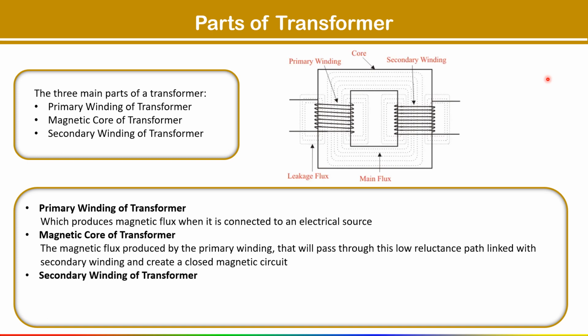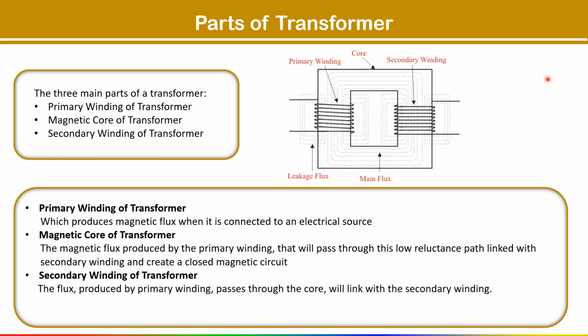Next one is the secondary winding of the transformer. It is written here, the flux produced by the primary winding passes through the core and will link with the secondary winding. The secondary winding is another coil of wire, usually with a different number of turns compared to the primary winding. The varying magnetic field induces a voltage in the secondary winding. So these are the parts which we have to know.